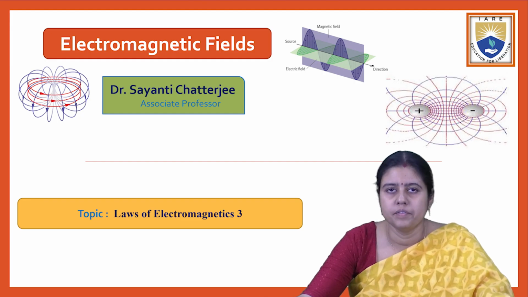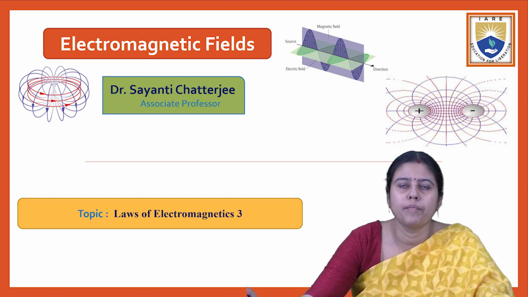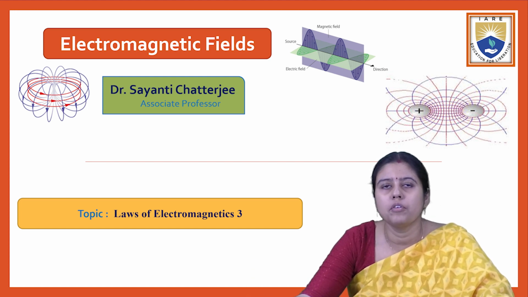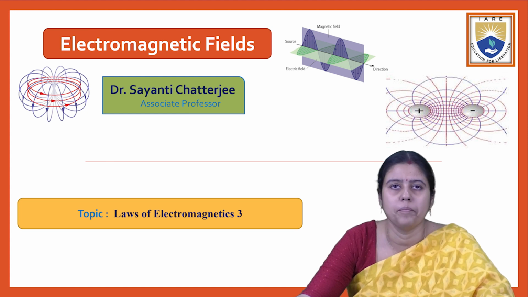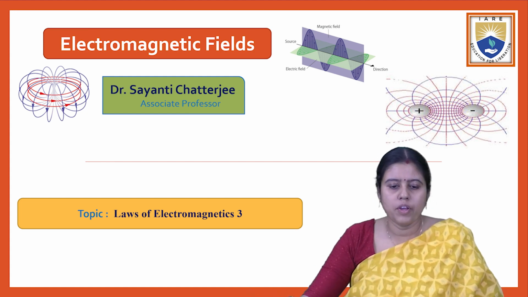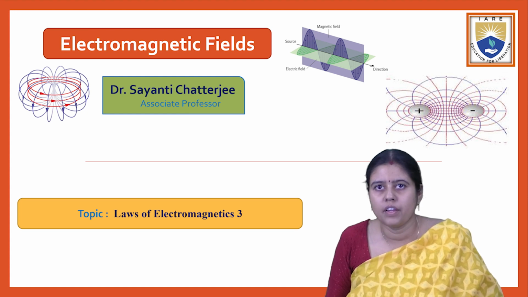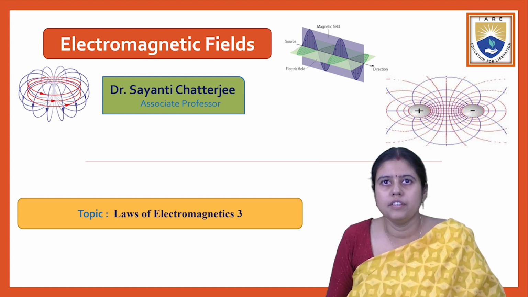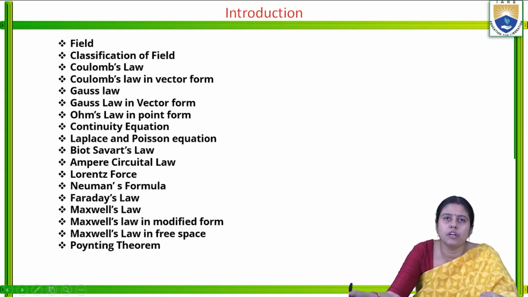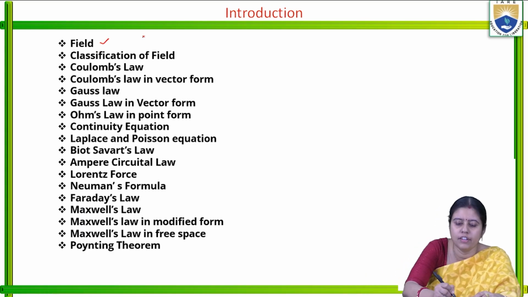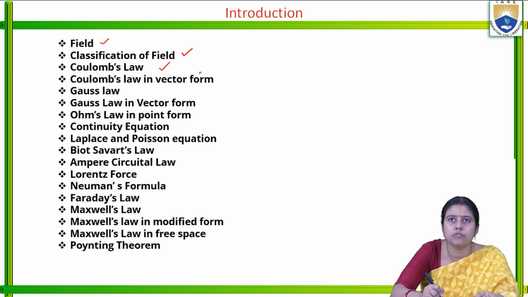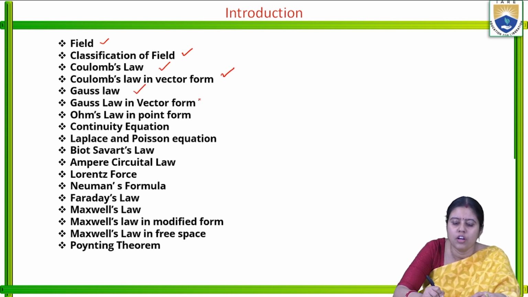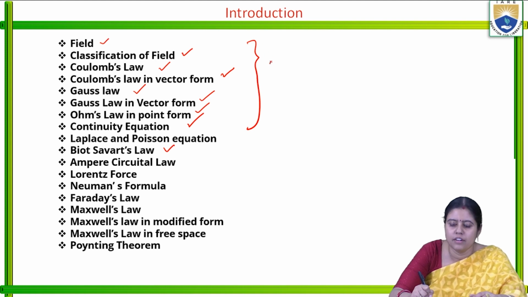Welcome to today's last session on the laws of electromagnetics 3. In the morning we discussed some laws of electromagnetics: the field, classification of field, Coulomb's law in vector form, Gauss law in vector form, Ohm's law, continuity equation, and Biot-Savart's law. We discussed these in our first lecture.